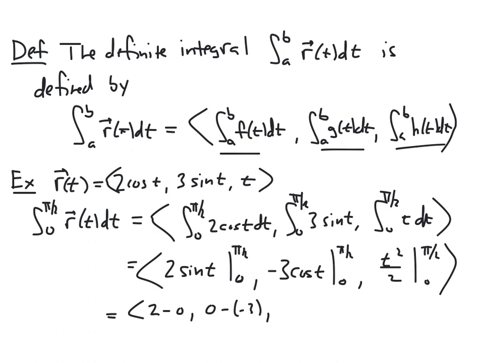And the last one, we're going to have t squared over 2 evaluated at pi over 2. So that's going to be pi squared over 8. And then subtract 0 is 0. So we get the vector 2, 3, pi squared over 8 as our definite integral of this particular function r.